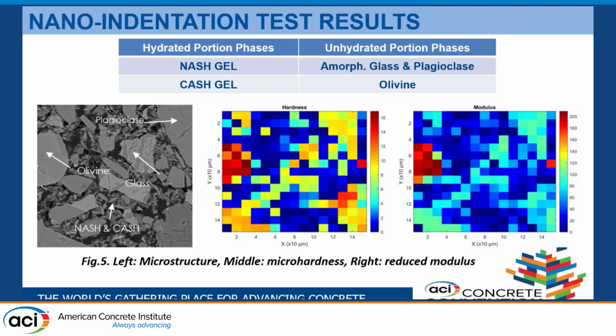So as you can see within the microstructure, these are the micromechanical maps, which show the range of hardness, from 0 to 16 GPa, and for the reduced modulus, it is 0 to 200 GPa. The highest hardness as depicted by the microstructure, and then comparing them with the mechanical maps, shows olivine has the highest hardness and highest reduced modulus.